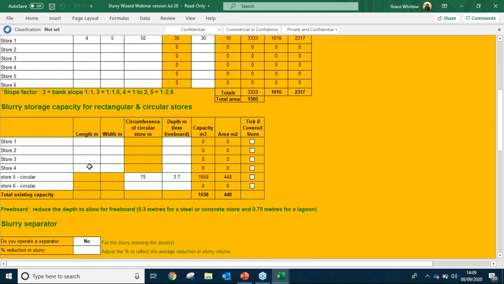Moving on down, this farm has got additional storage as well. We could either enter in the oblong or square storage if there was any. This particular tin tank has a 75 meter circumference and it's 3.7 meters deep, having taken account of the 300 millimeter freeboard. That gives us a capacity, and a surface area of 448 square meters. We've got the option here to cover that lagoon, which, if we tick that box, will remove the surface area from the calculation.